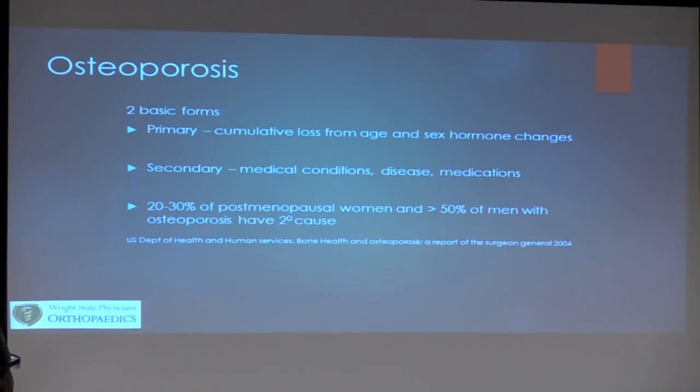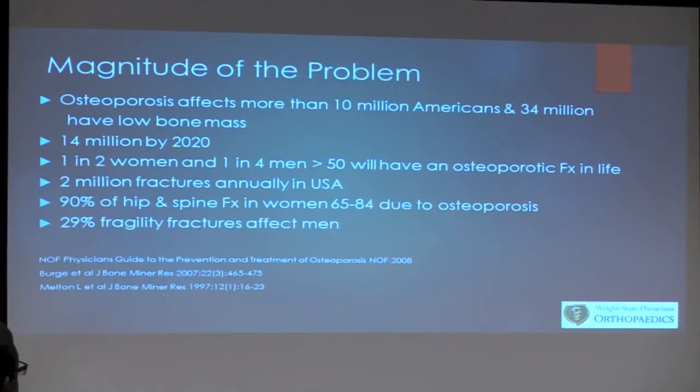So there's basically two forms. Primary meaning it's a cumulative loss from age and the changes in the hormones. And then secondary means you have some other condition which is complicating the bone metabolism so that you're losing bone mass. It affects more than 10 million Americans, and the estimate is 14 million by 2020.